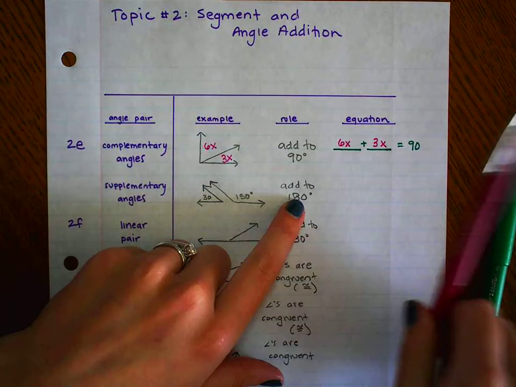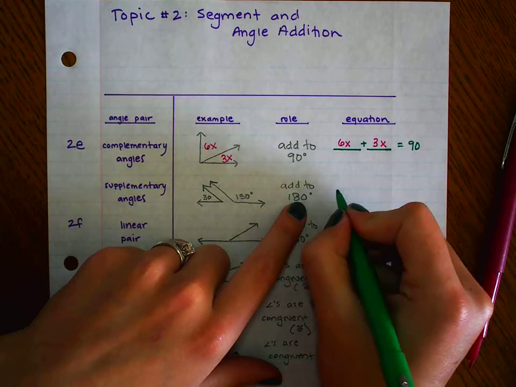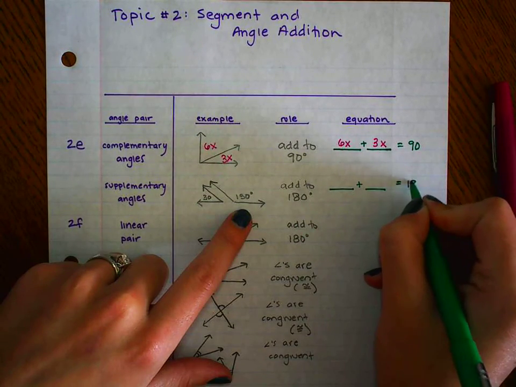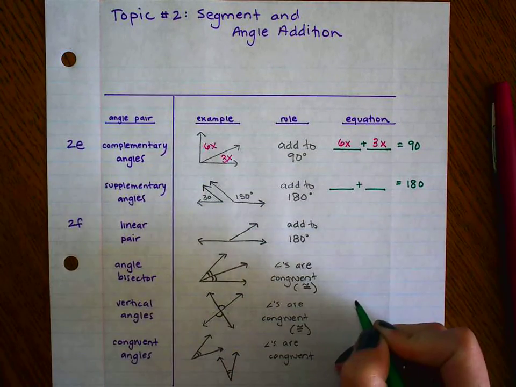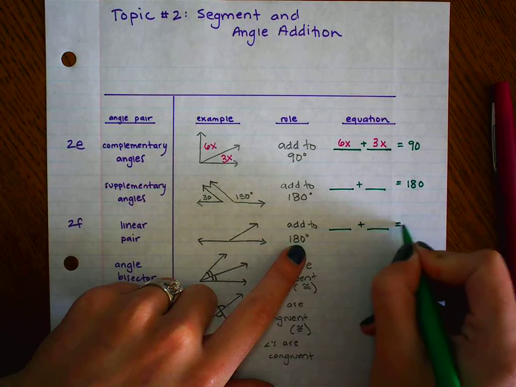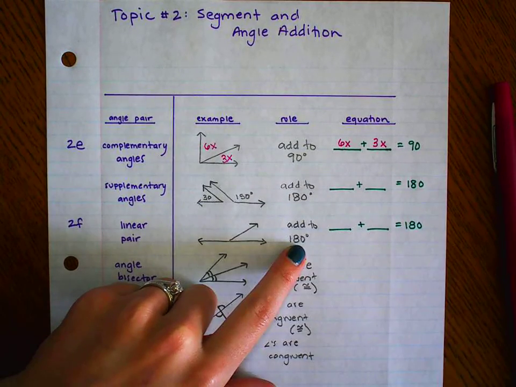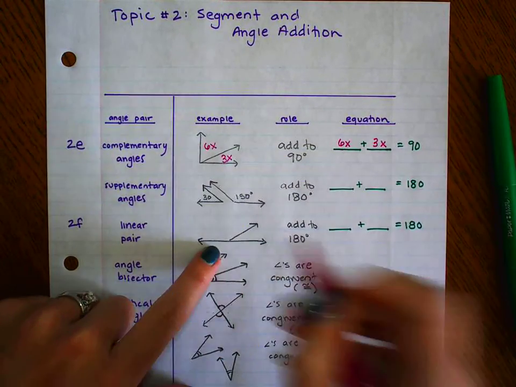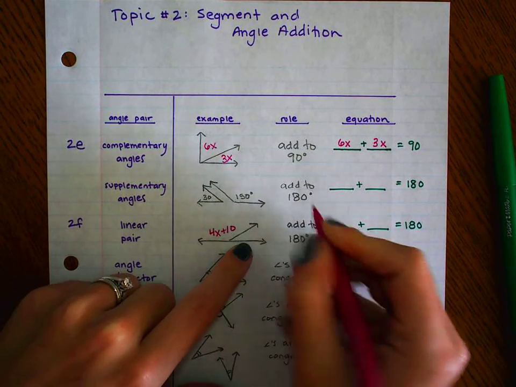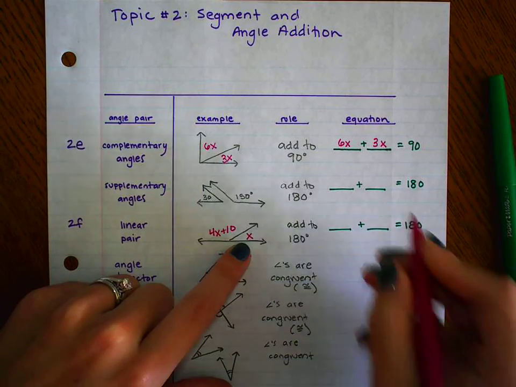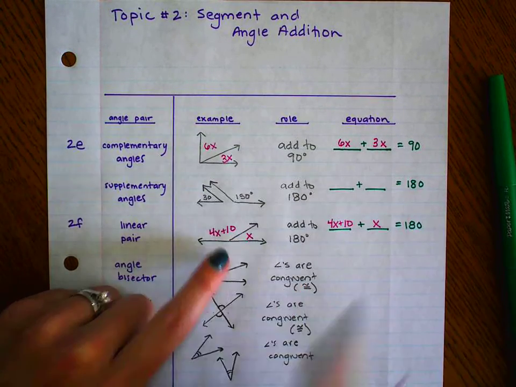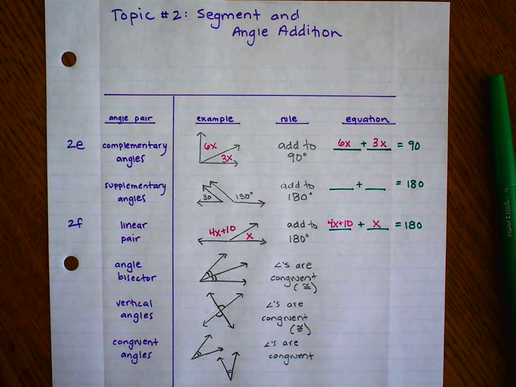For supplementary angles, they add up to 180 degrees. So I'm going to have blank plus blank, whatever my two angles are, equal 180. Same thing with a linear pair. The rule is they add to 180. So blank plus blank has to add up to 180 degrees. So for instance here, if I knew that this was 4x plus 10, and this one here was x, my equation would be 4x plus 10 plus x, so these two angles together equal 180.